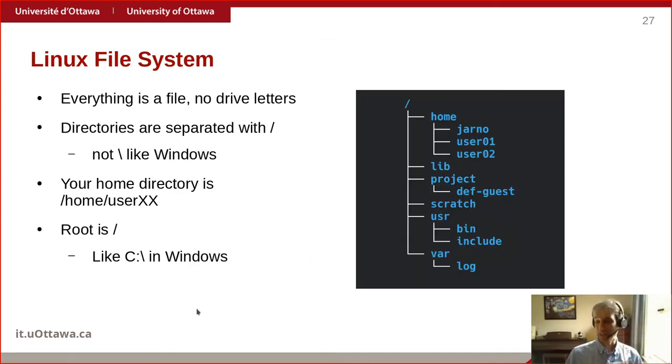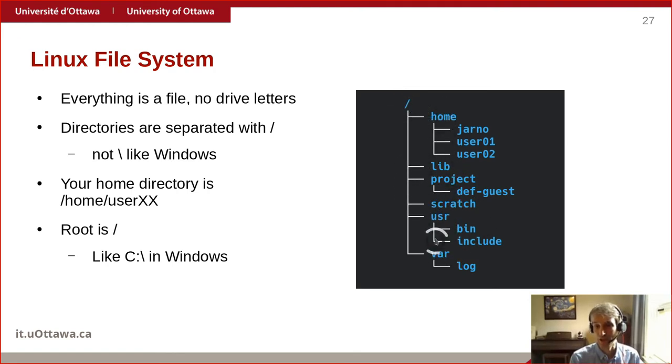So the next thing to know is that now you're logged in. You have to know that the Linux file system is different from the Windows file system. The macOS one is similar to Linux because they're both derived from Unix. So the way it works is directories are separated by a forward slash. So it's not a backslash like in Windows. So on the right, I have a little tree of how that looks. So you have slash, which is the root directory, and then you have home, and then user 01 or user 02 or whatever number you chose. So slash home slash user 01, that could be your home directory. The root is always slash, so you can see that as C colon backslash in Windows. So that's what the file system looks like.